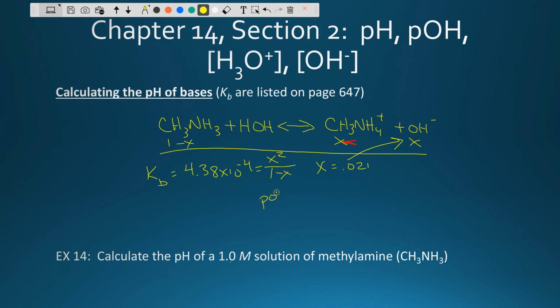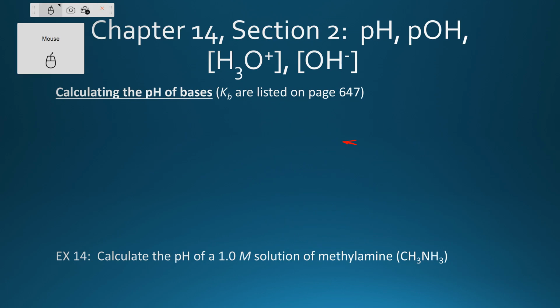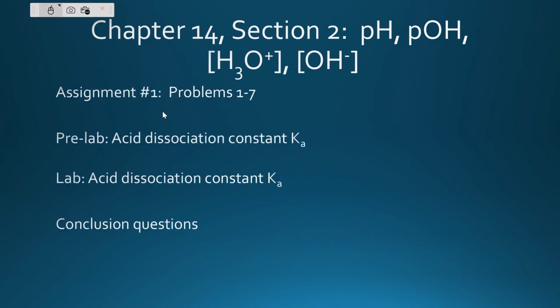So my pOH is going to be the negative log of 0.021. That would give me a pOH of 1.68. Again, subtract that from 14, my pH ends up being 12.32. So pretty straightforward. You just plug these values in. They're not too bad once we take a look at just tracking things along the way. Bases are calculated the same way as acids. We should be able to do all of these problems.